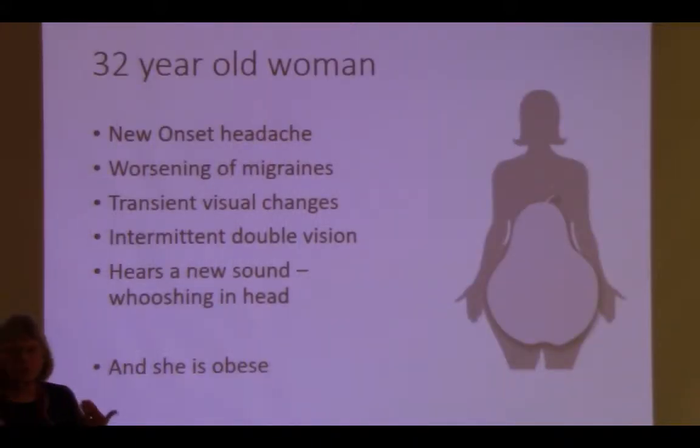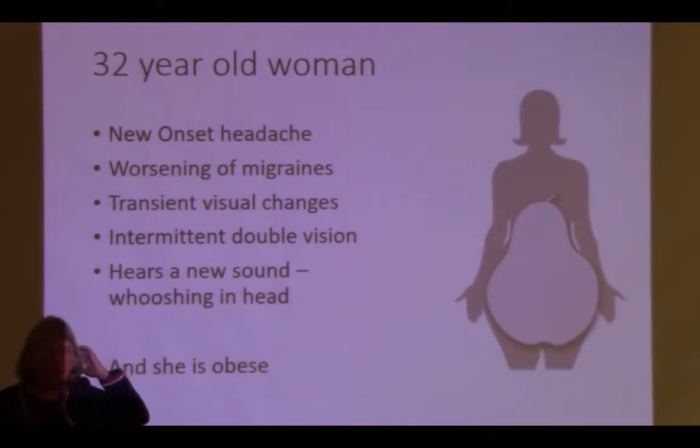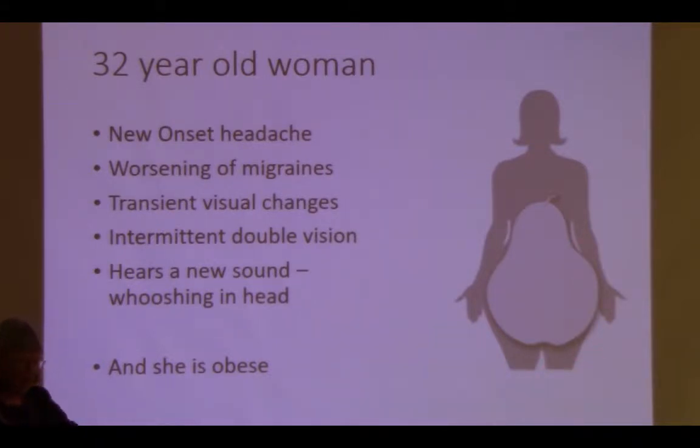Now I'm going to take you through a typical case of a high pressure problem. So this is a 32-year-old woman. She'd have an occasional migraine, but not anything serious. And then she started getting new headaches, and her migraines started to worsen in addition. And then she started getting double vision, and then she started hearing a whooshing noise in her head. And often the kind of obesity that's associated with the high pressure is more of a pear-shaped obesity than apple-shaped.